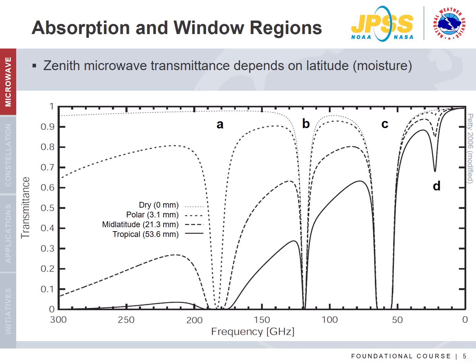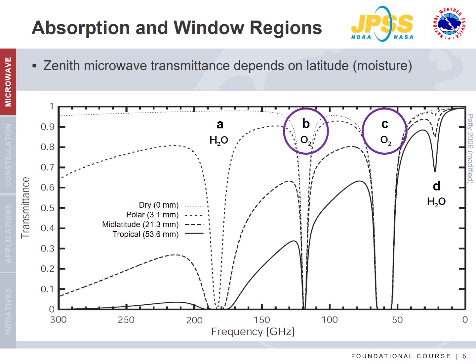Based on the transmittance spectra for dry, polar, mid-latitude, and tropical regions, which 2 of the 4 spectral regions labeled A, B, C, and D correspond to oxygen absorption? We encourage you to pause the video and think about this. Is it what you expected?